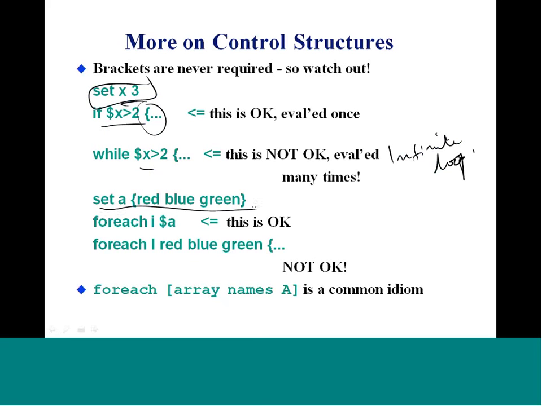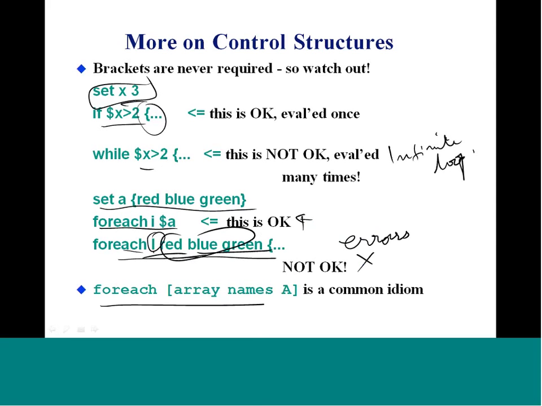Now here we set A as the list red, blue, green. Now we say foreach i $A, this is an okay syntax, but if you write the same thing with red, blue, green directly, then this is not okay. It just errors out because it gets confused, as we know that foreach has just 2 arguments, 1 and 2. So once it sees more words, it errors out. And foreach array names A is a common idiom in Tcl.